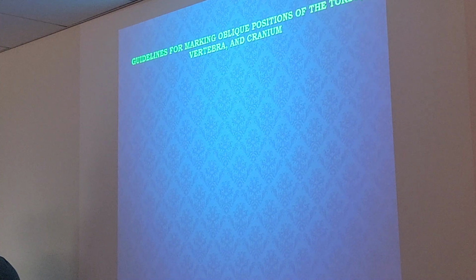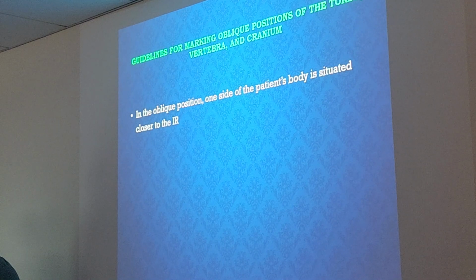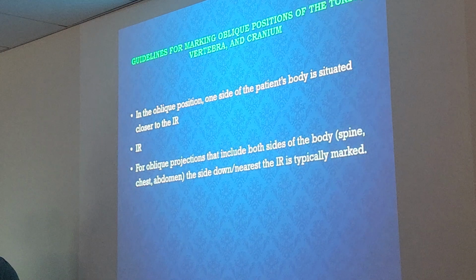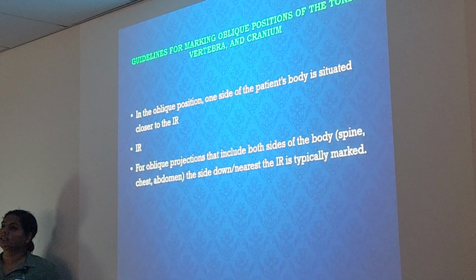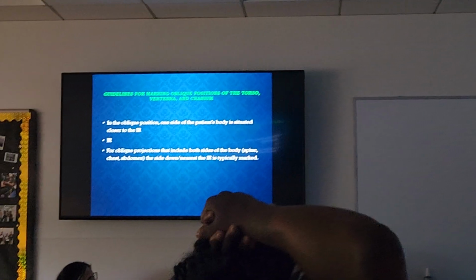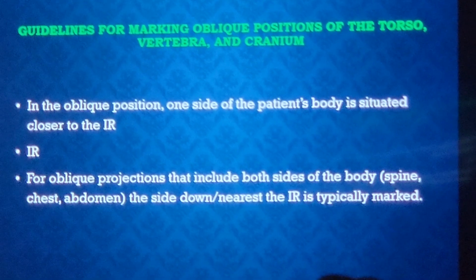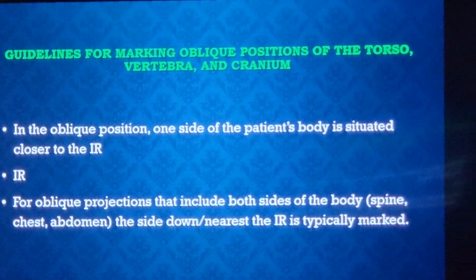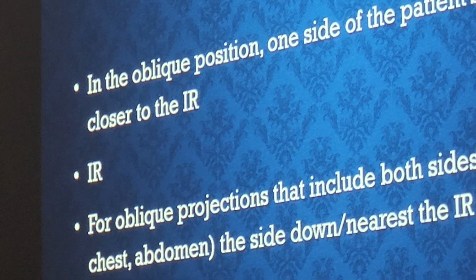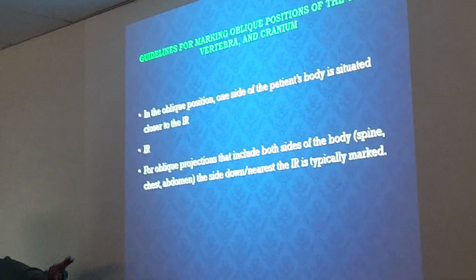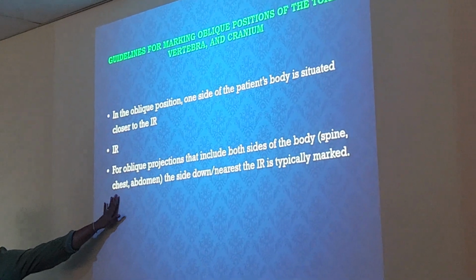All right, so how about oblique positions? How do we mark those? Whichever side is of interest. So the general rule is the side closest to the IR should be marked. So for example, we do an oblique spine, a chest, or an abdomen. We always mark the side that's down or nearest the IR.